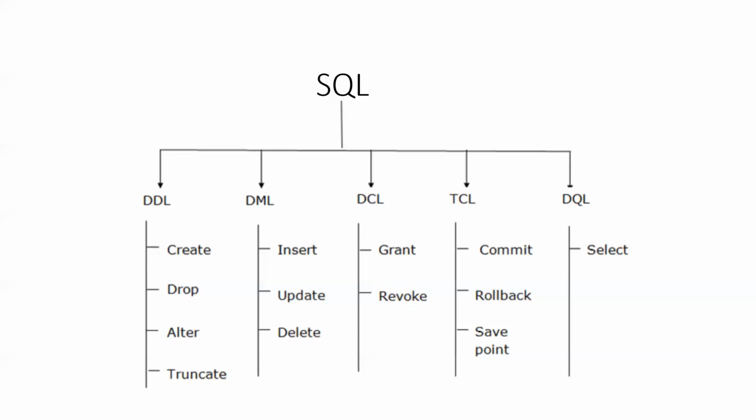DML is for data-related changes. The table structure is already present there. If we want to insert data, the insert command is there. If we want to update existing data, we can use the update command. The delete command is there for deleting particular records or all records. Apart from that, there are DCL, TCL, and DQL, which we can gradually go ahead with.